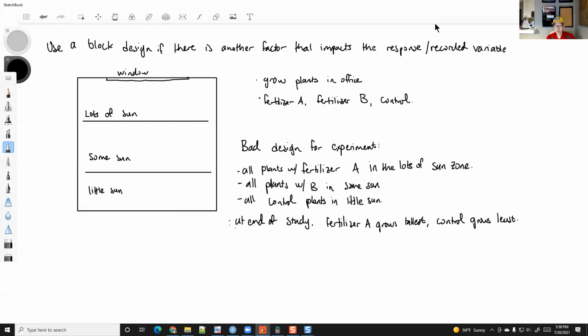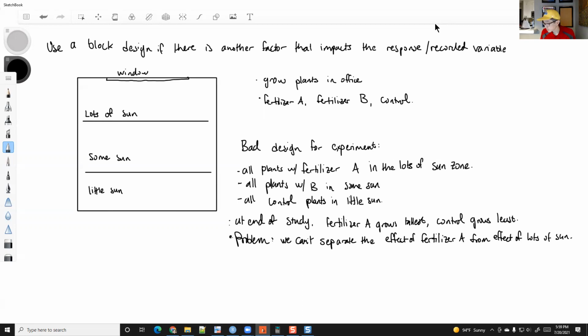The problem is we don't know the reason. We don't know if it's because they were in the lots of sun zone or because they got fertilizer A. We can't separate the effect of fertilizer A from the effect of lots of sun. We would say these effects are confounded.